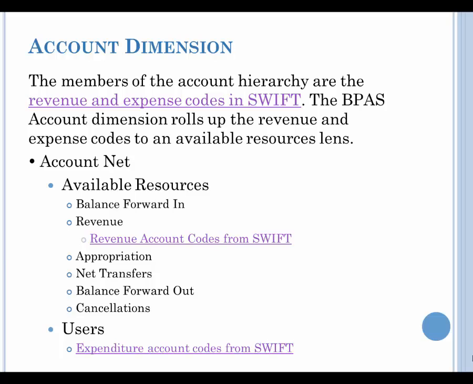The members of the account hierarchy are the revenue and expense codes in SWIFT. The BPAS account dimensions roll up the revenue and expense codes in an available resources lens. This means that all money available to spend is equal to the total amount of resources to spend. Expenditure codes are the way to spend the available resources.